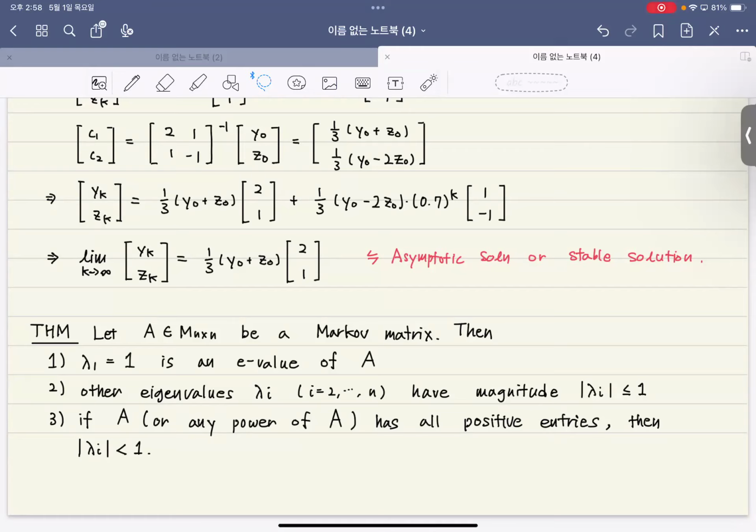But number 3 says, if every entry of A is positive, then there cannot be any other eigenvalue whose magnitude is 1. In other words, every other eigenvalue has magnitude strictly less than 1. So in that case, as k goes to infinity, all these other eigenvectors tend to 0, and only this eigenvector survives.